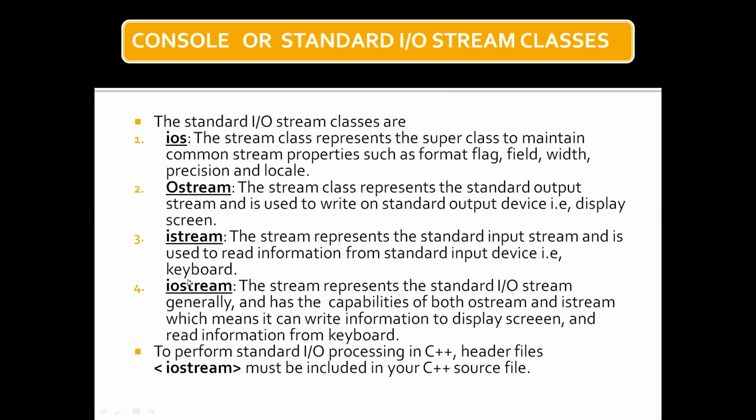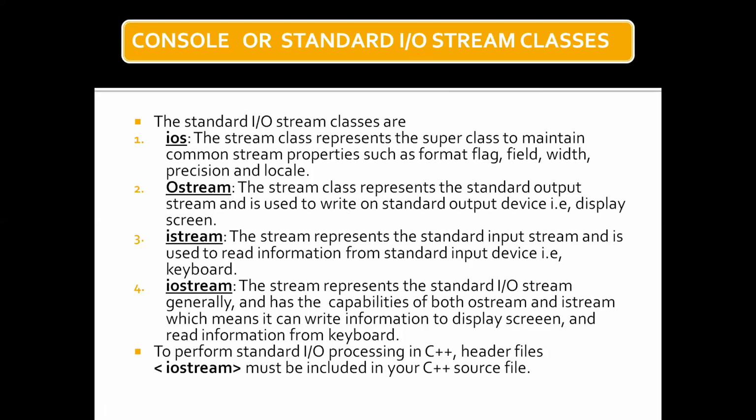The fourth one is iostream. The iostream class represents the standard IO stream and generally has the capabilities of both ostream and istream. The combination of ostream and istream is nothing but iostream. This we'll generally be using in our program. Why do we use iostream in our program? To get the output and take the input.